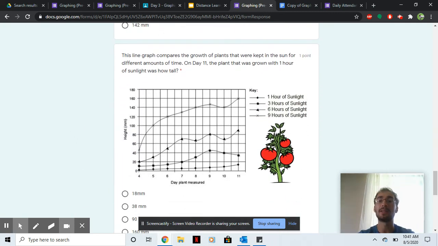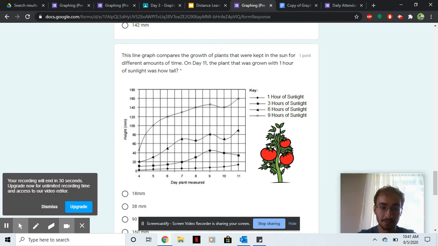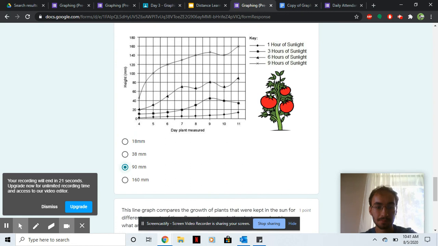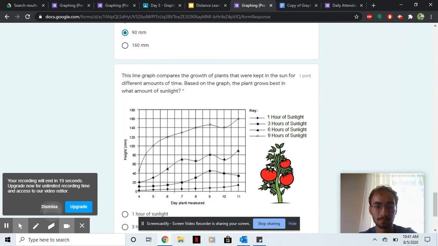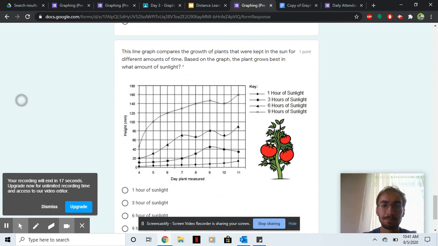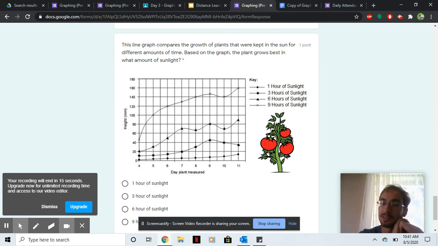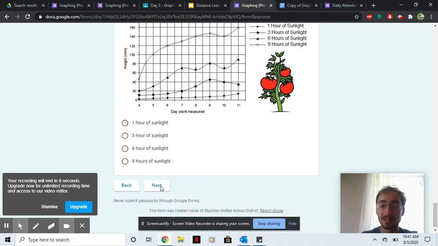On day 11, the plant that was growing with 1 hour of sunlight was how tall? So what you do, 1 hour sunlight, diamond, day 11, 90 millimeters. Okay, based on the graph, the plant grows best in what amount of sunlight? So how we do this one, we just look which one grew the best. It has this little star, that would be 9 hours, which makes sense. The more sun, the better off you are.